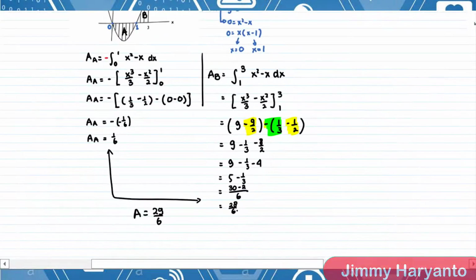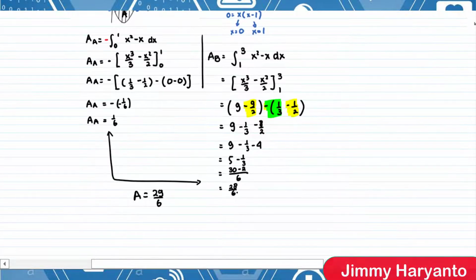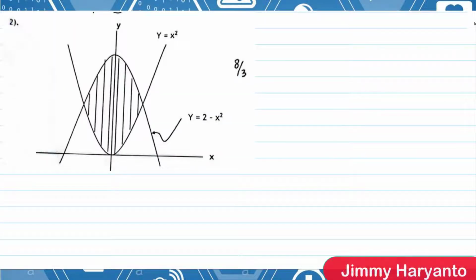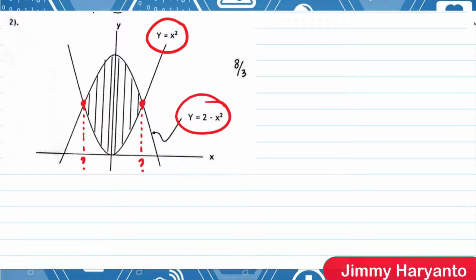That is the answer for number 1. And the next one is number 2. Number 2 is the same thing. We don't have the lower limit and upper limit. We have to find it first, and the point is called the point of intersection between this curve and also this curve. That means you have to intersect them.